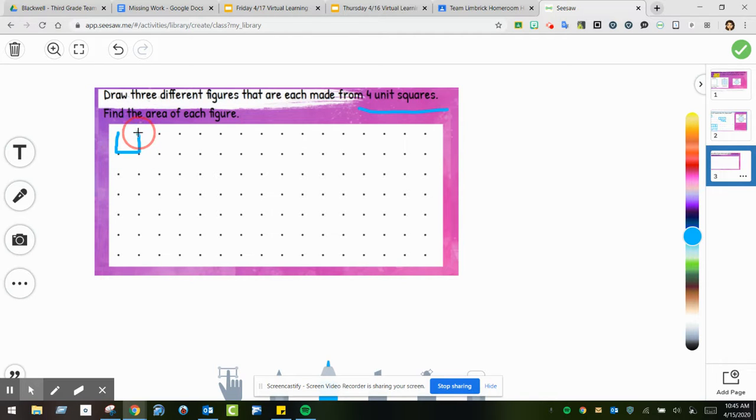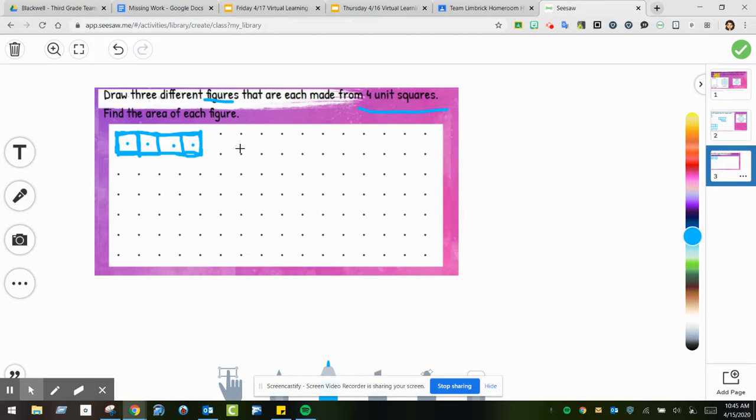1, 2, 3, 4. There is my first figure. It is a rectangle. And it has an area of 4 units. So I have 4 squares inside. That's not the only one I can do. It says figures. That doesn't mean I have to do rectangles.